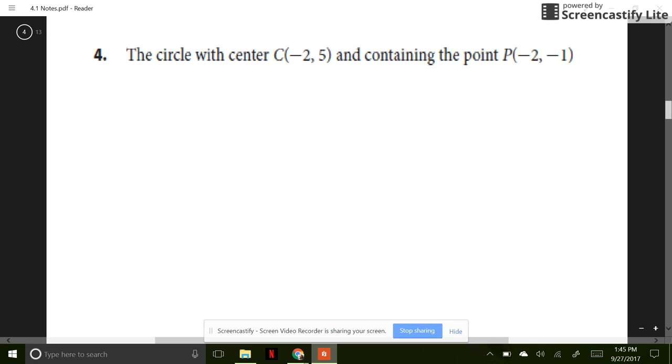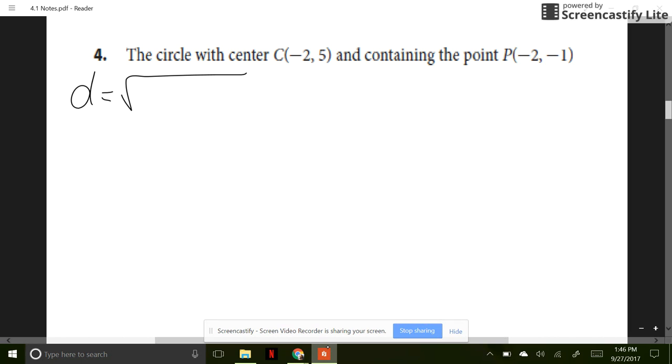This one's a little different. We have our center and we know a point on the circle. If we think about what it means to be a circle, it is all of the points the same distance away from a center point. So if we find the distance between our center and our point on the circle, it should tell us what our radius value is. So we use the distance formula.